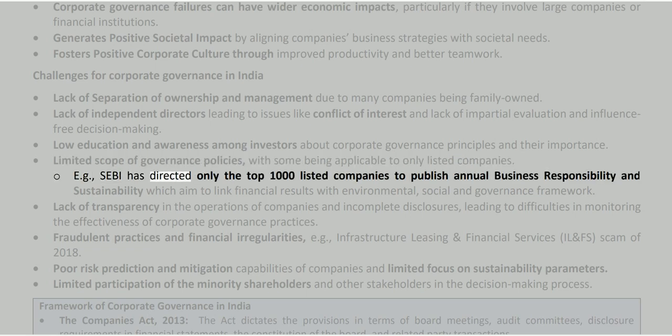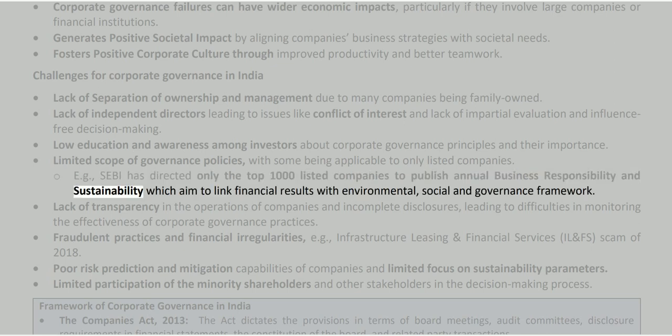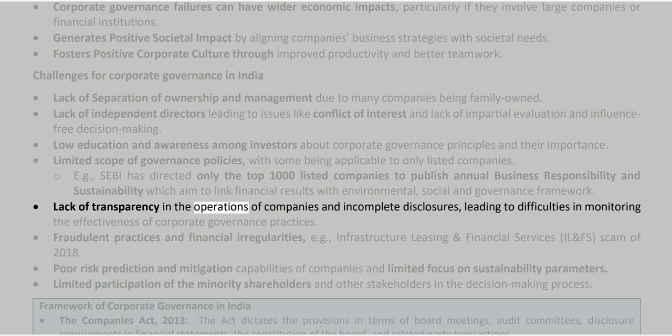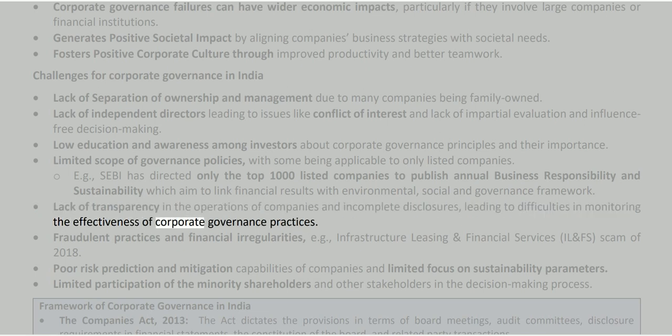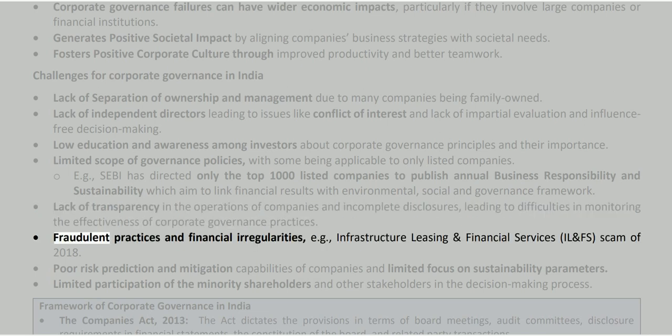For example, SEBI has directed only the top 1,000 listed companies to publish annual Business Responsibility and Sustainability Reports, which aim to link financial results with the environmental, social and governance framework. Lack of transparency in the operations of companies and incomplete disclosures, leading to difficulties in monitoring the effectiveness of corporate governance practices. Fraudulent practices and financial irregularities, e.g., the Infrastructure Leasing and Financial Services, IL&FS, scam of 2018.